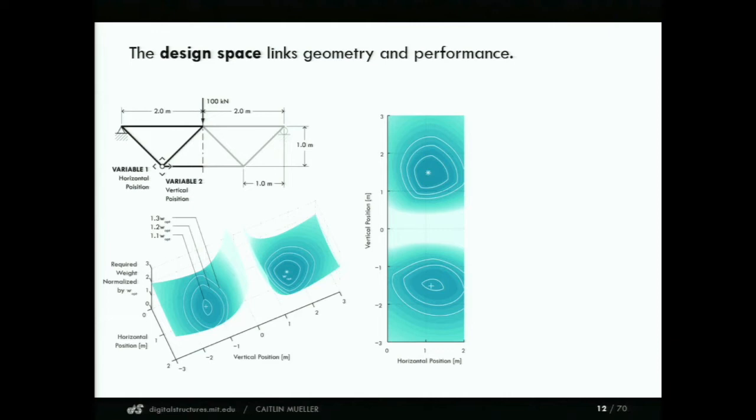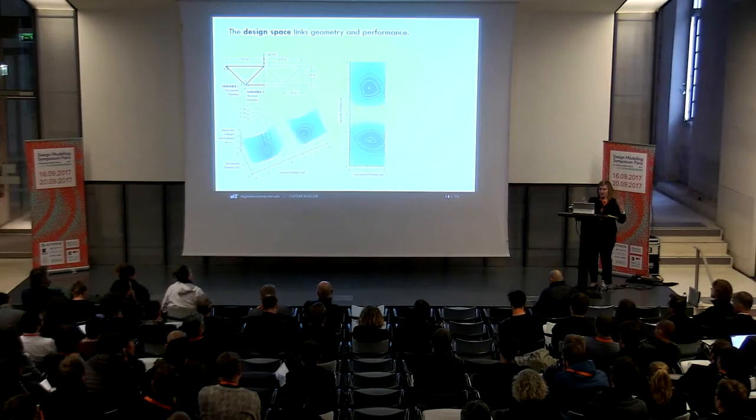In this case, this design space is very simple so that we can visualize it. We're trying to find a shape for this truss, which is supported on two sides, simply supported with a point load in the center. And the idea is that as we change the shape of the truss, the amount of material it needs also changes.